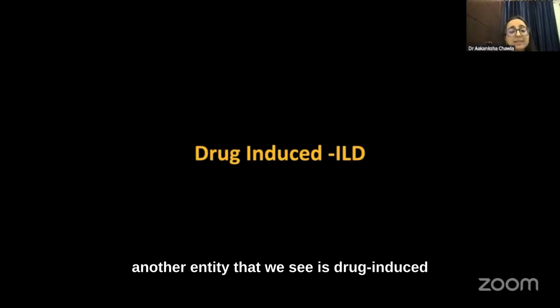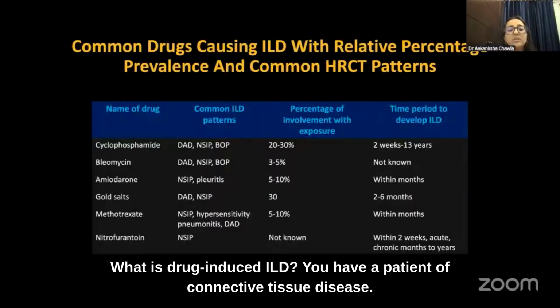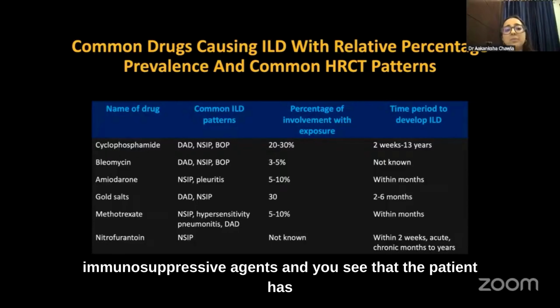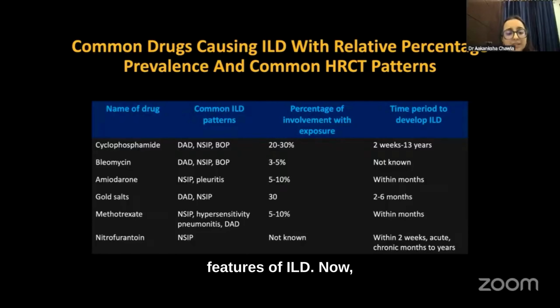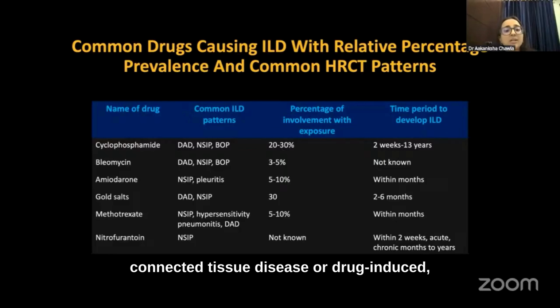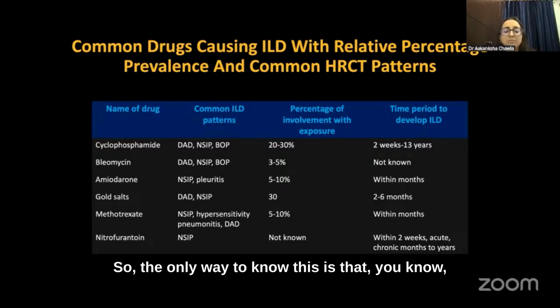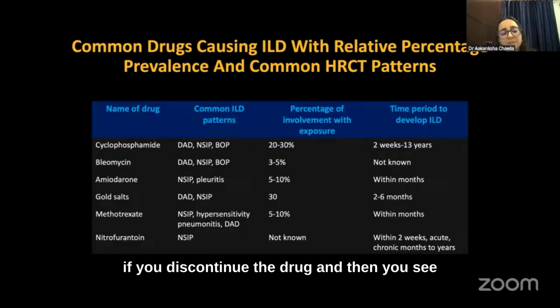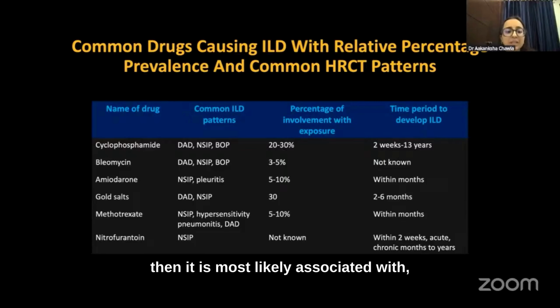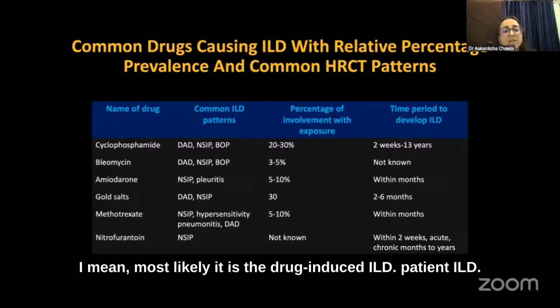Now, another entity that we see is drug-induced ILD. What is drug-induced ILD? You have a patient of connective tissue disease. You've put him on specific immunosuppressive agents, and you see that the patient has features of ILD. Whether the patient is developing these features because of the connective tissue disease or because of the drug, you cannot differentiate. So the only way to know is that if you discontinue the drug and you see a resolution in the features of ILD, then it is most likely drug-induced ILD.